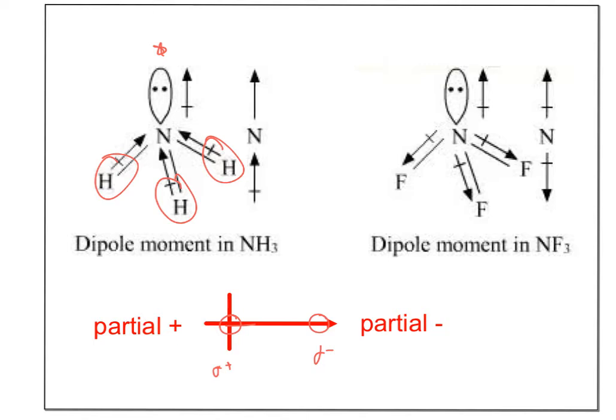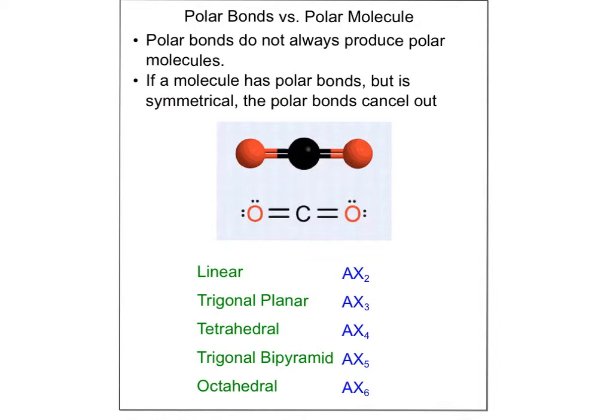Same idea with NF3. The difference though is that fluorine is much more electronegative than nitrogen. So notice nitrogen is the partial positive and the partial negative is pulled towards the fluorine. There are some molecules that have polar bonds, but it doesn't always mean the whole molecule is polar, meaning it doesn't always mean there's a dipole moment in the molecule. Here's a great example, CO2.